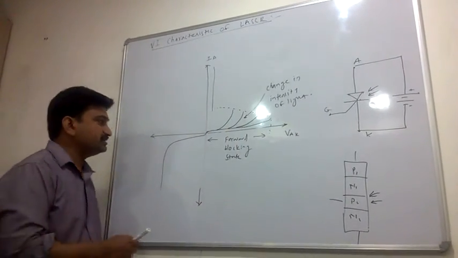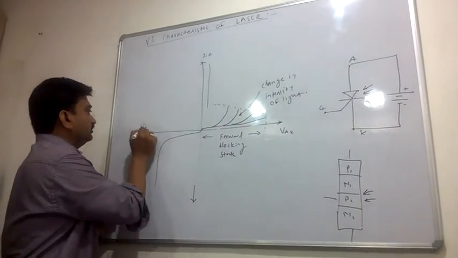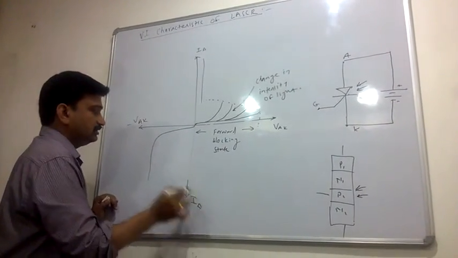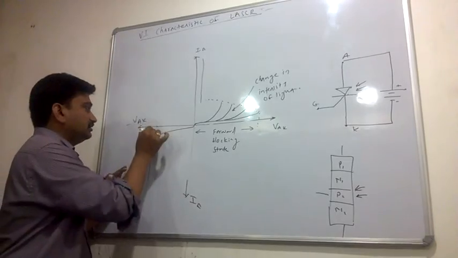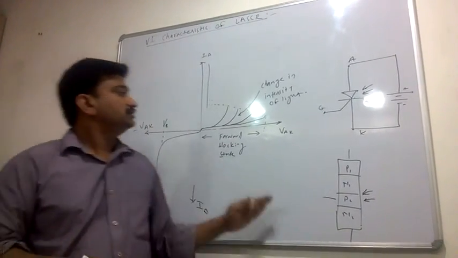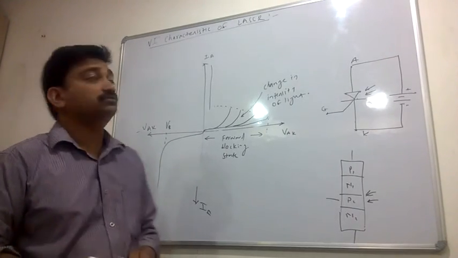And in reverse bias, negative VI, this is the anode current in the reverse direction, and here is the breakdown of the LASCR. Thank you. These are the characteristics of LASCR.